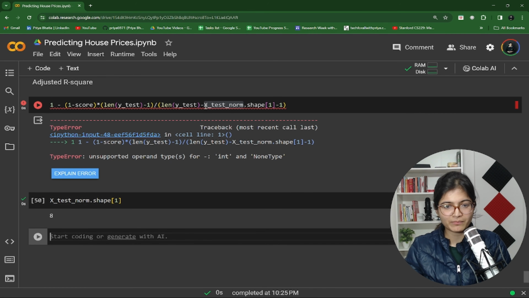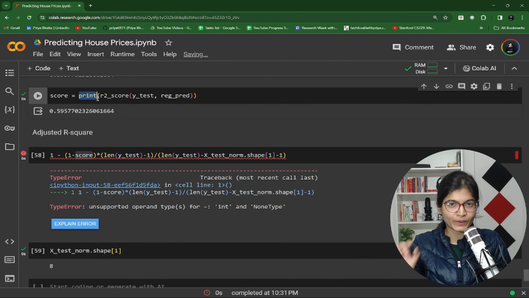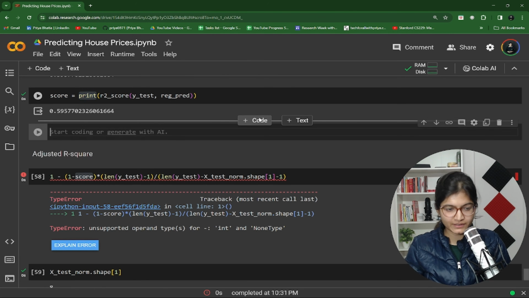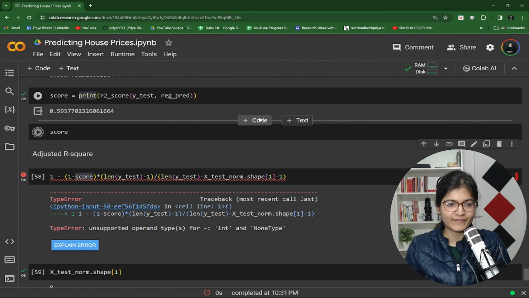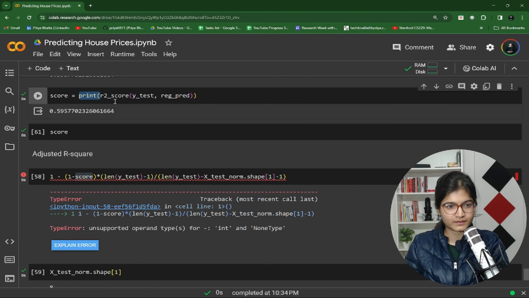Perfect. Minus 1, n minus k minus 1. So the mistake I am making here is, if you observe, we are not inserting the score variable value. So if we print this score, we will not get anything here, right? That is the issue we are facing. The mistake is that I just copied it, and that's a bad idea, to copy things.